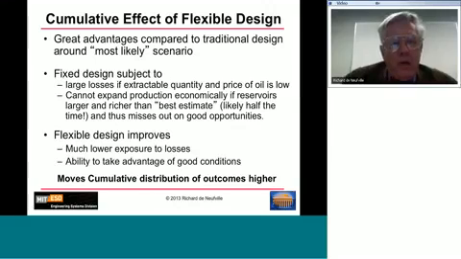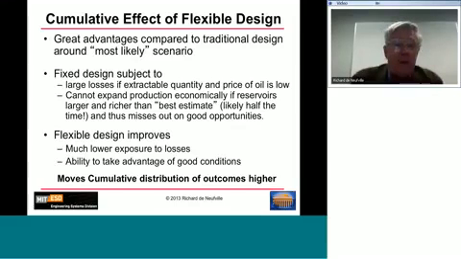And the cumulative effect is that, comparing the two designs, the fixed design is subject to large losses if the extractable quantity of oil is low and the price is low. And in fact, this is what has happened quite frequently in various designs. The platforms might be successful insofar as they suck oil and they don't have accidents happening to them, but financially, many of them designed for the P50 are over-designed for what's actually there.